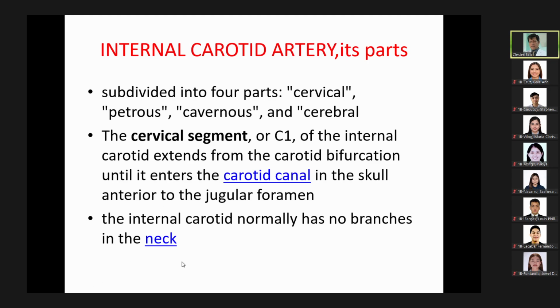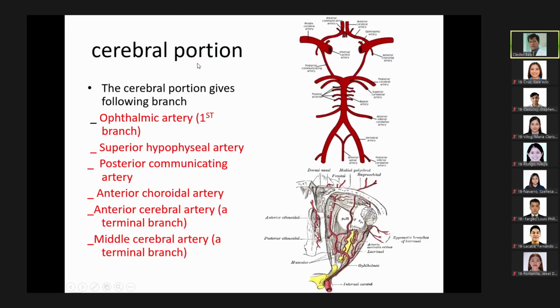In the cerebral portion of the internal carotid artery, you will have the following branches. The ophthalmic artery, among the cerebral branches of the internal carotid artery, will be an artery that will not go to the brain, but instead it will go into the orbital cavity because it will give off the blood supply to the eyeball.